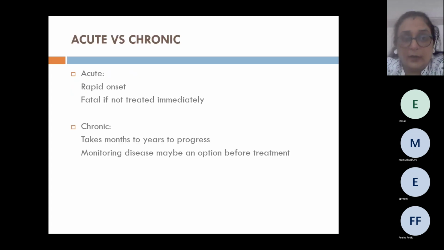Now, I have already explained you acute means rapid onset. That means it starts suddenly. This is a fast multiplying leukemia and it is fatal if it is not treated immediately because it is multiplying very fast. Then you have chronic, which takes months and years to progress. Monitoring the disease may be an option before treatment. You have to first monitor the disease, see how it is progressing, and then give the treatment. And it is a slow moving and a slow progressing type of cancer.